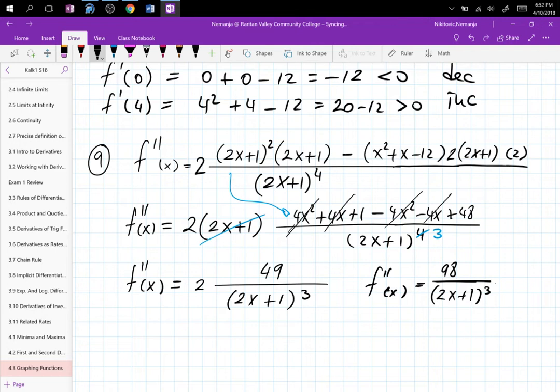And that's my second derivative. Now 98 is always positive. This is cubed, which means it will be preserving the sign of the inside. When I set this equal to 0, denominator dies. You get 98 equals 0, which is not true. So no inflection point, because there's no solution to the equation.